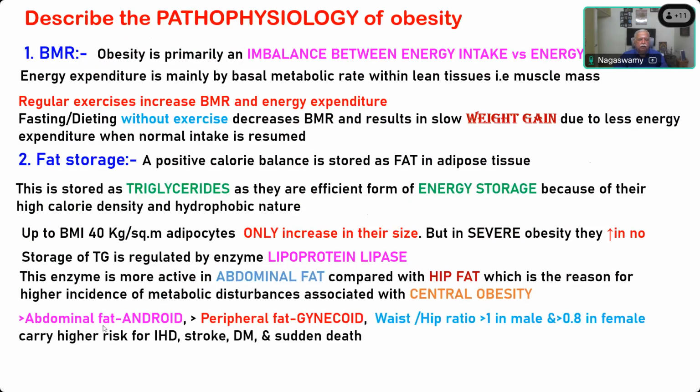And the abdominal fat, if it increases, is called the android type. This is also a common question the examiners usually ask. Who will normally have android type of obesity? Men or women? Male patients usually have it, and females will have gynecoid type of obesity. So it is compared to apple and pear shapes to remember the distribution of fat. And waist to hip ratio more than 1 in males and more than 0.8 in females carries a higher risk for IHD, stroke, DM, and sudden death.